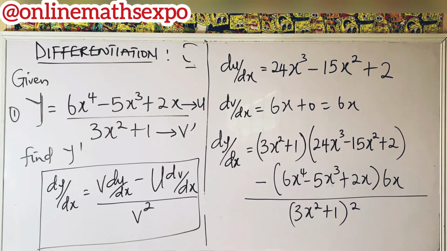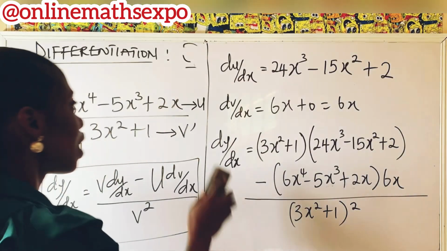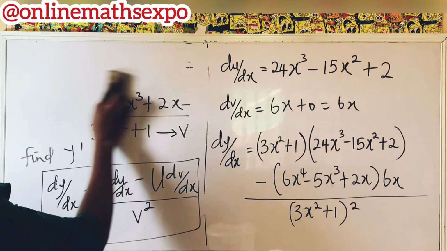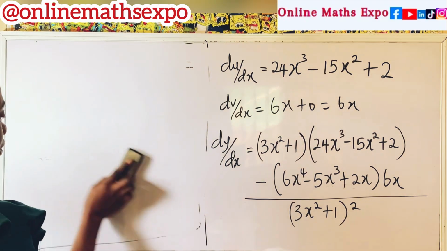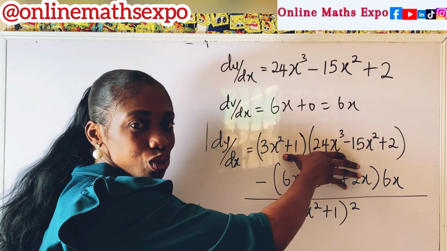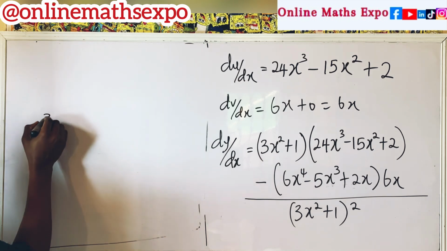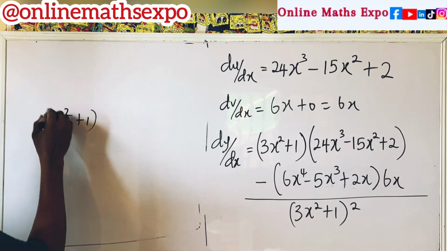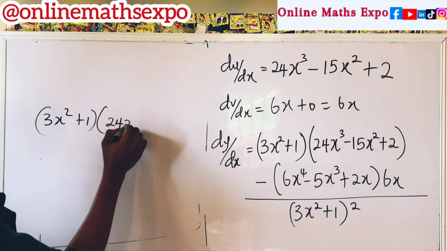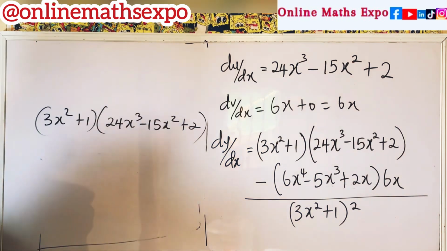At this point, you need to do simplification. So let's simplify together. We are going to expand these two. We bring it out to have 3x squared plus 1, and you expand it with 24x cubed minus 15x squared plus 2.